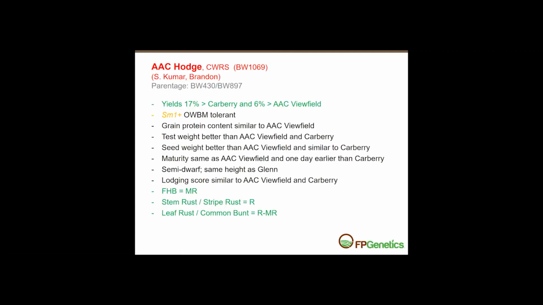So AAC Hodge, I believe Santosh Kumar from Brandon is quite excited about this one. It's a very nice package. It's a midge tolerant line with very high yield, more than 17% over Carberry, more than 6% over Viewfield, and a strong disease package. The FHB resistance is strong, rust is strong, bunt is strong, so that's nice to see. It's a semi-dwarf, a little taller than Brandon. It'll be similar to Glenn if you've grown Glenn, probably about a head taller than Brandon, I would guess, based on that height similarity.